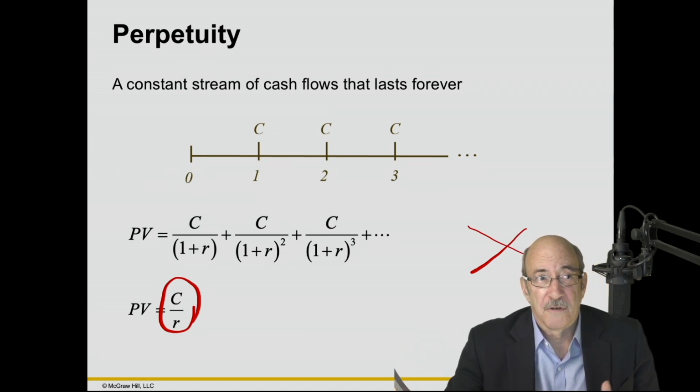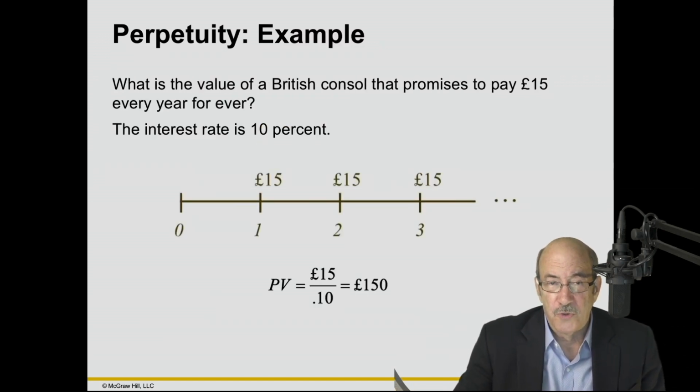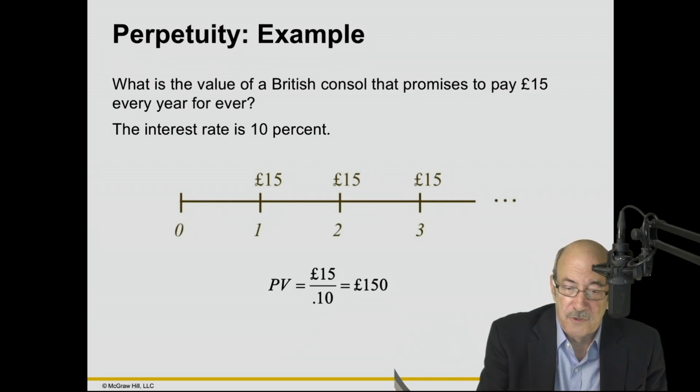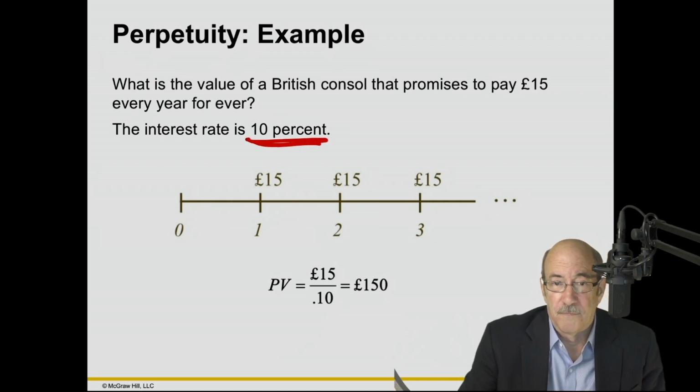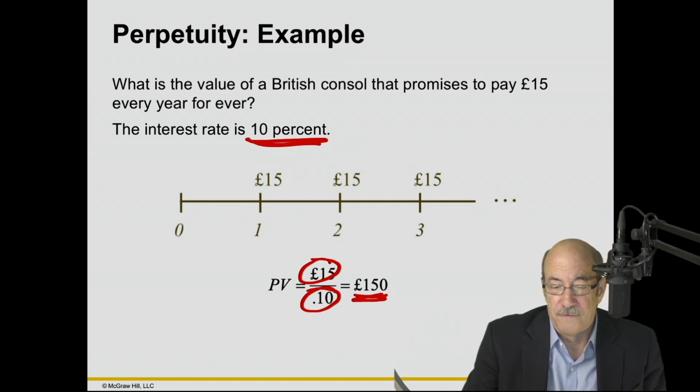Nothing difficult. Here's an example. Suppose we have a perpetuity that pays 15 pounds sterling every period forever. And suppose that the interest rate on that is 10%. So it's 15 pounds sterling divided by 0.1. So the present value of that is 150 pounds sterling.